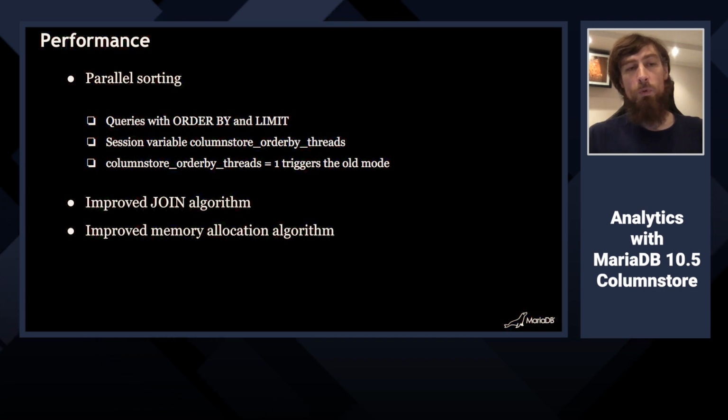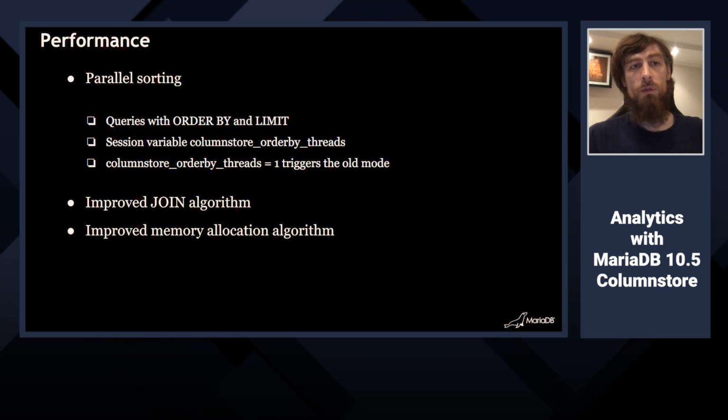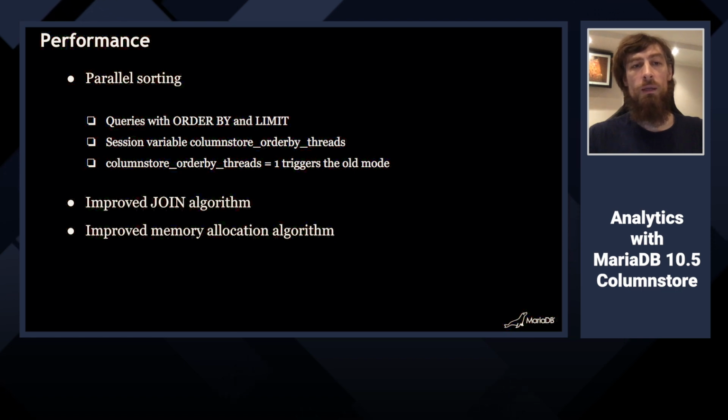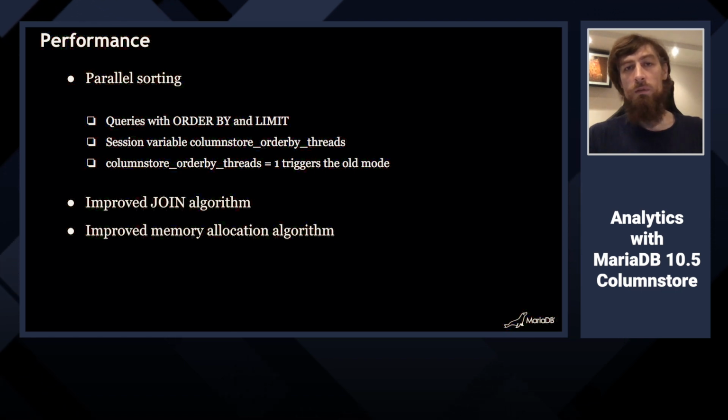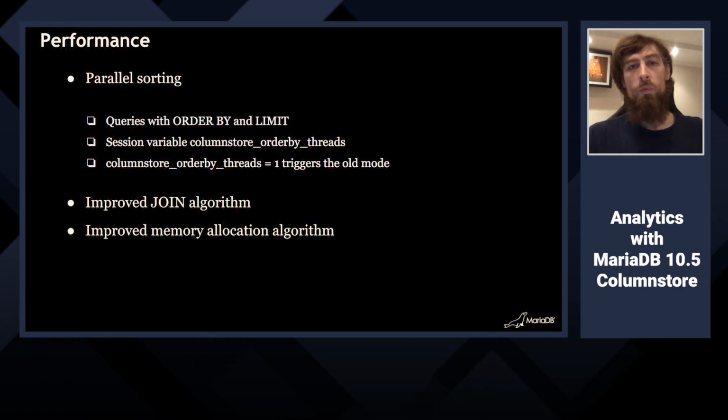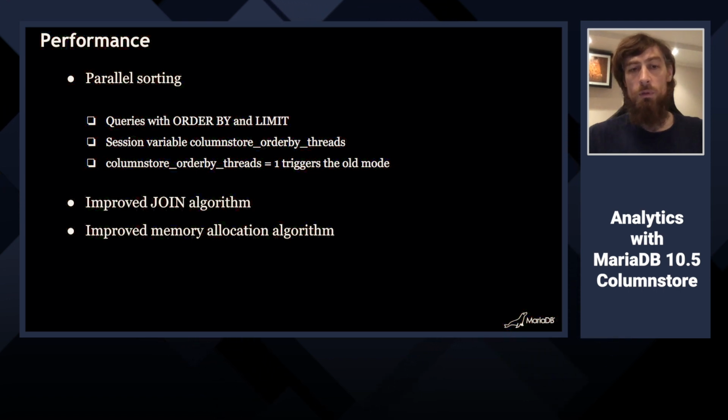Here's the performance-related features implemented in ColumnStore. First is a parallel sorting that benefits the most queries that both contain order by and limit. One can control its behavior using this session variable. We also improved join and memory allocation algorithm.